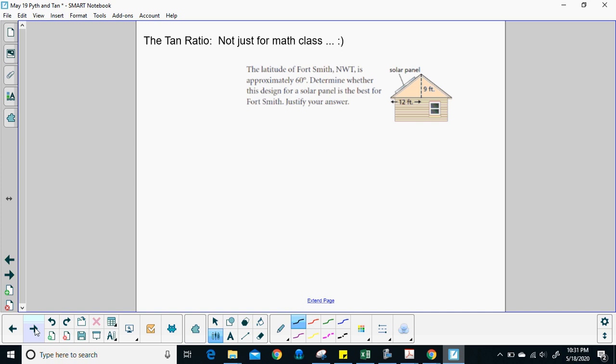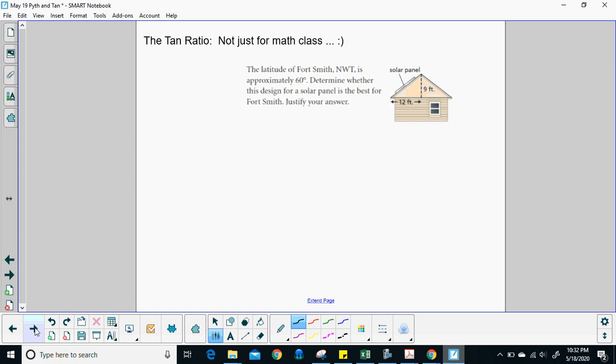So it's not just for math class. Construction uses tan, trig, all of it, constantly. So here I have a scenario. The latitude of Fort Smith, Northwest Territories is approximately 60 degrees. Okay, there's geography for you. Determine whether this design for a solar panel is the best for Fort Smith.